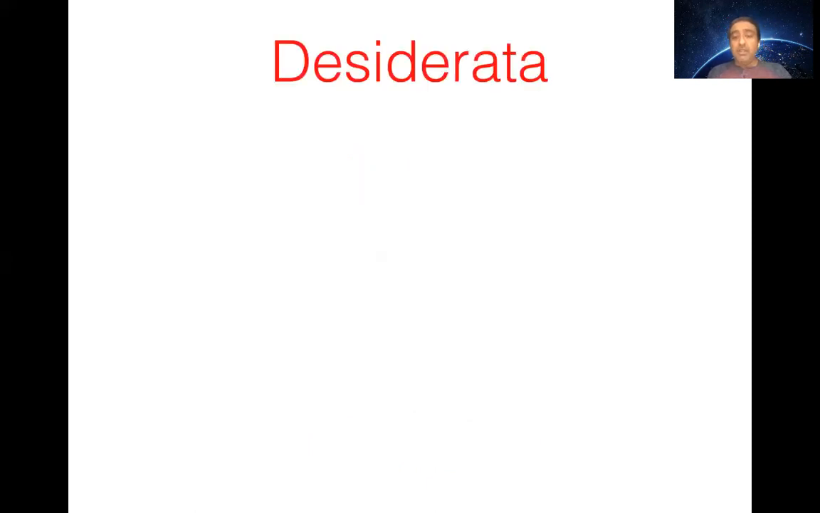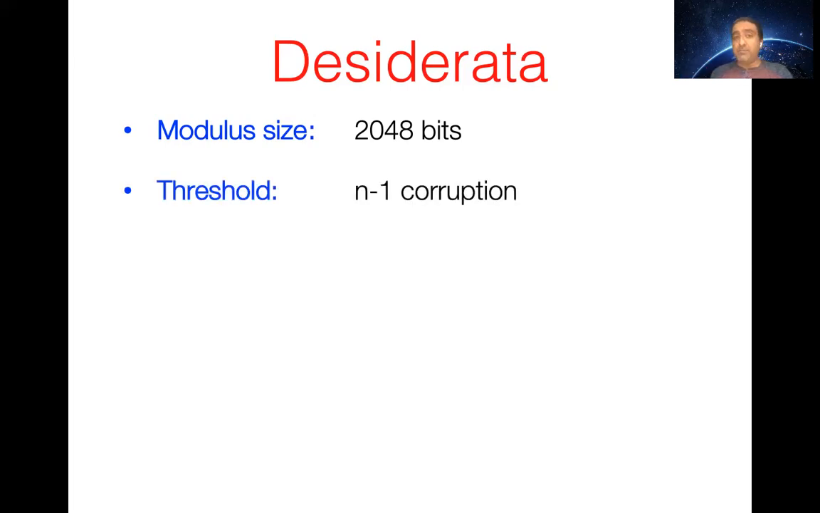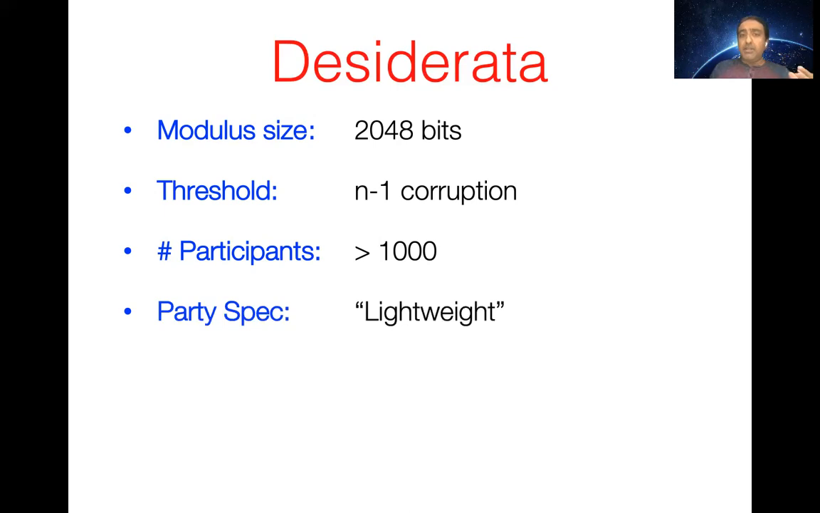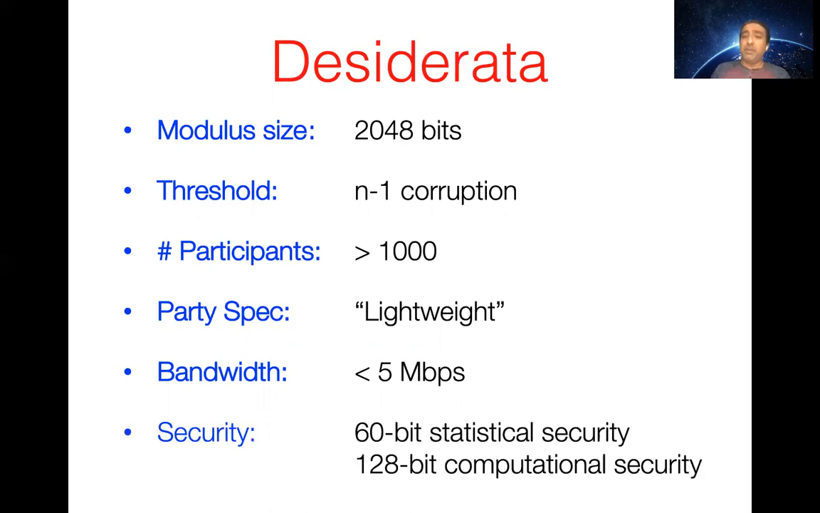So what's the desiderata that we put forth for this setup ceremony to generate a biprime? We wanted to generate a modulus of size 2048 bits for a threshold of n-1 corruptions, meaning an active adversary can corrupt all but one of the parties. We want to scale it to over 1,000 parties. I should say that in this dishonest majority setting, there hasn't been any work that has scaled any non-trivial MPC at this scale. We wanted the parties to be lightweight and their bandwidth to be small. And we will tell you a little bit about how we instantiated the parties in our implementation. And finally, we set the statistical security parameter to be 60 bits and the computational security to be 128 bits.